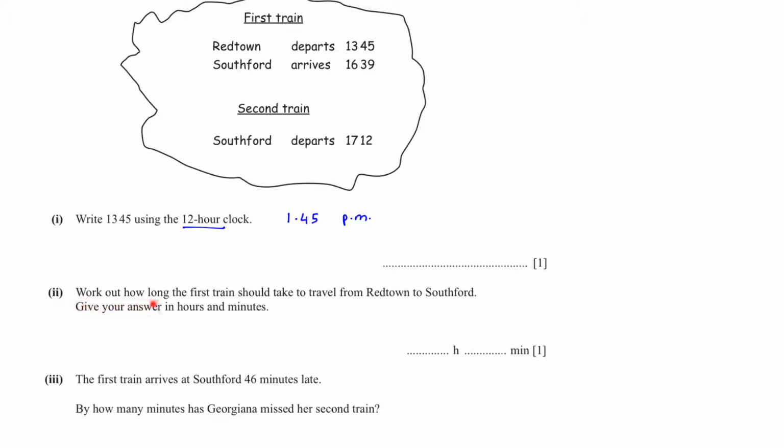Part 2. Work out how long the first train should take to travel from Redtown to Southford. Give your answer in hours and minutes. So it departs at 13:45 and it arrives at 16:39. There's a very easy calculator method to solve this question. I'll show you that now.